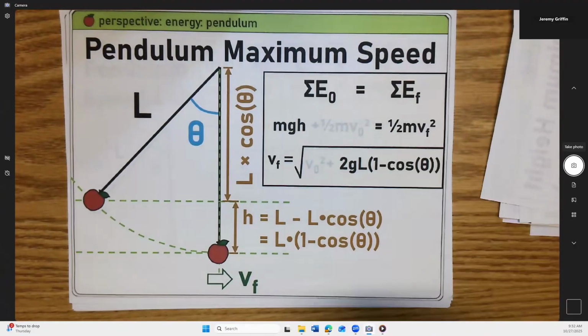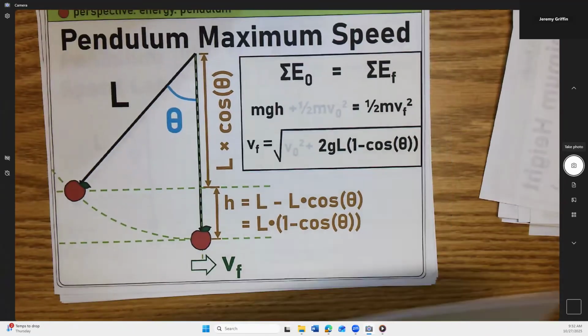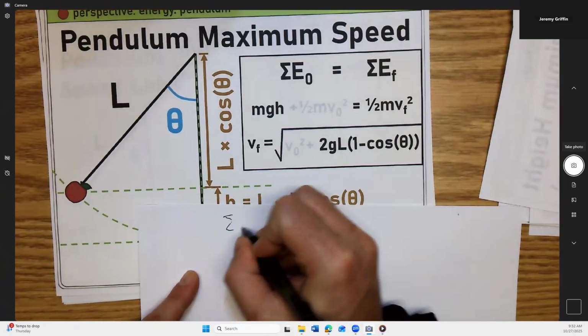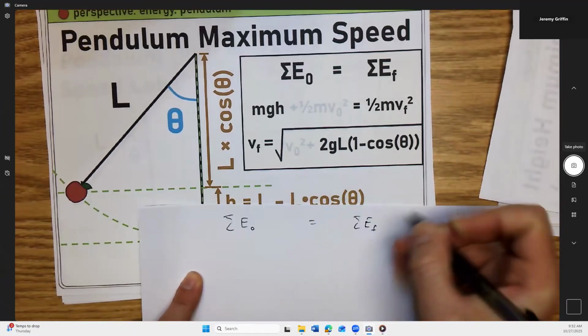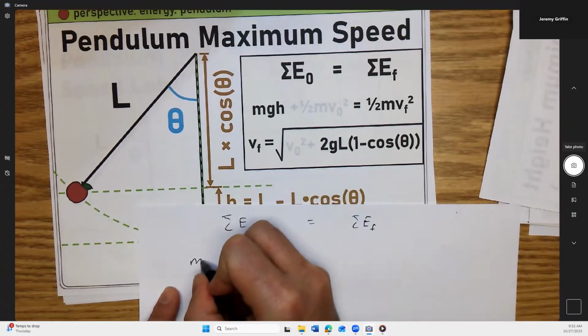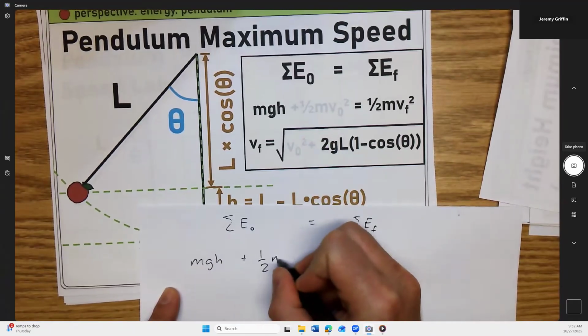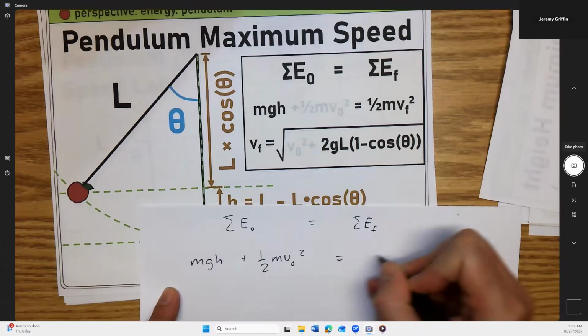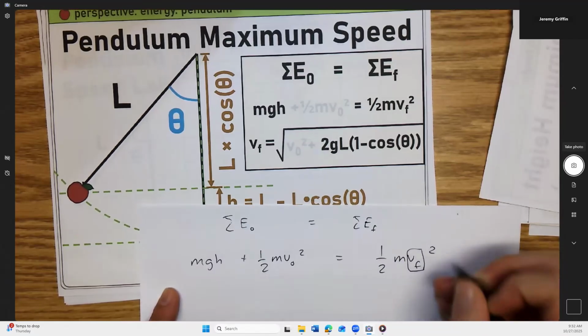Actually, I did skip a few algebra steps, so I'll write some algebra steps and notes right here. We have conservation of energy: the sum of energy at the top equals the sum of energy at the bottom. I have some mgh at the top. Here I'm going to throw in this 1/2 mv squared because I want you to see how that would play out if you gave it a push. And at the bottom, it's all 1/2 m v final squared, which of course is a different speed. I'm solving for v final.